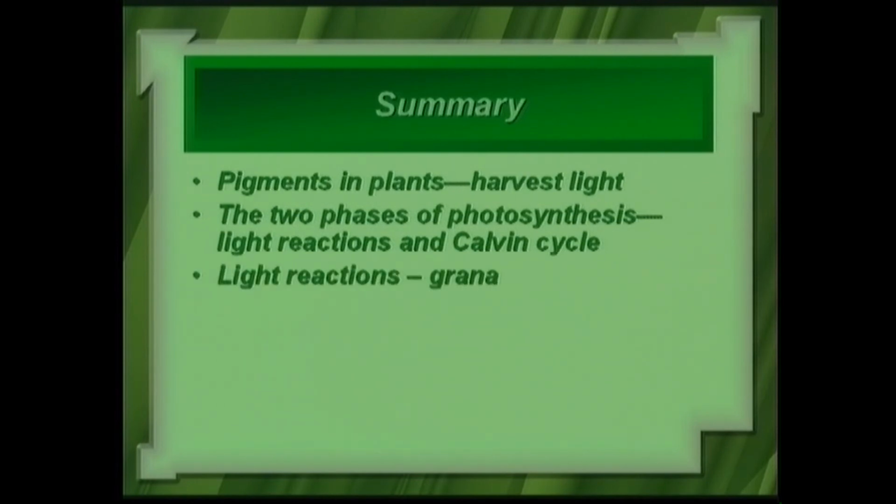We talked about the light reactions happening in the grana. Remember what the grana are? These are stacks of thylakoid membranes, with all these light harvesting reaction centers embedded in the membrane in the grana. We talked about the Calvin cycle that happens in the jelly-like matrix inside of the chloroplast called the stroma.